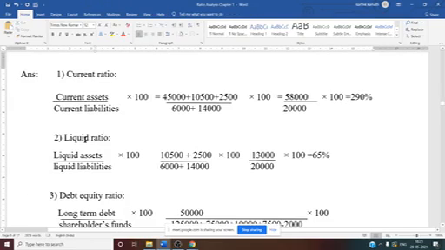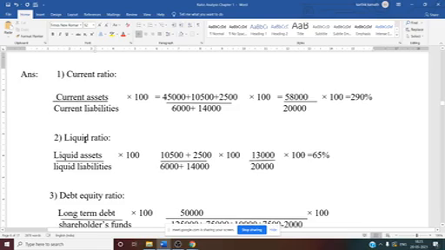So now liquid ratio answer, that is 13,000 divided by 20,000 into 100, that is 65%. In terms of percentage, it is 65%. In terms of ratio, if you want to show 65 divided by 100, 0.65 is to 1. Answer is 0.65 is to 1 or else 65%. That is regarding liquid ratio. Now, third one is a debt equity ratio.